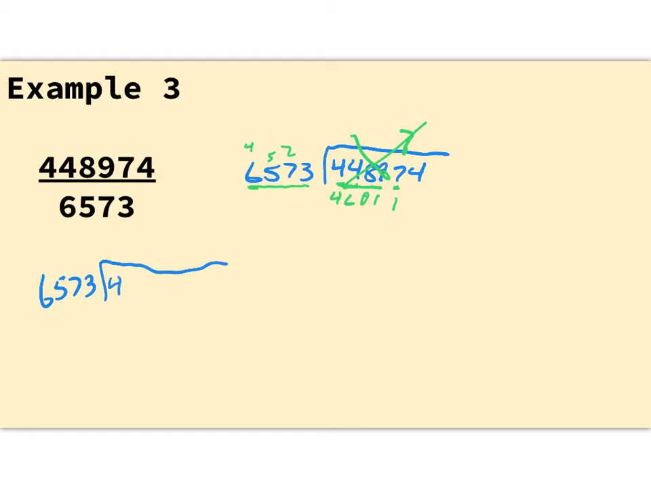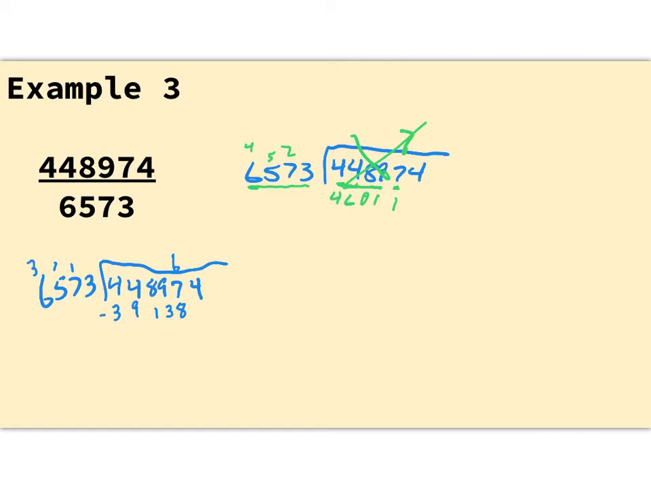And sometimes with division, with dividing large numbers into other larger numbers, you might have to try a couple of times, and it's okay. So we had to start our 6 over top the 7 because 6573 is bigger than 4,489. So 6 times 3 is 18. 6 times 7 is 42 plus 1 is 43. 6 times 5 is 30 plus 1 is 31. 6 times 6 is 36 plus 3 is 39.